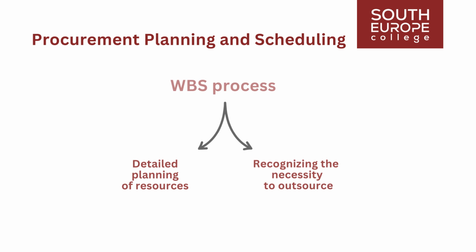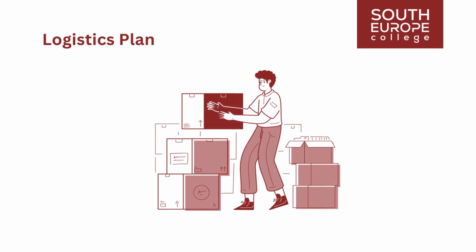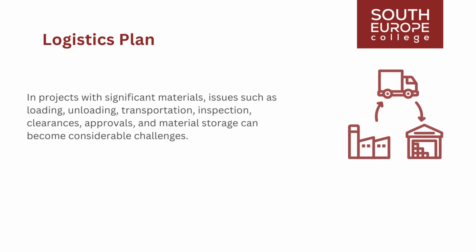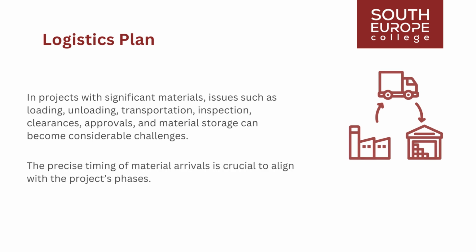Project planning for procured GWS items should mirror the attention given to internal project aspects. Therefore, the plan must address responsibilities, budgeting, quality considerations, and risks associated with procured items. Logistics encompasses all aspects related to transporting and storing materials for the project. In projects with significant materials, issues such as loading, unloading, transportation, inspection, clearances, approvals, and material storage can become considerable challenges. The precise timing of material arrivals is crucial to align with the project's phases.